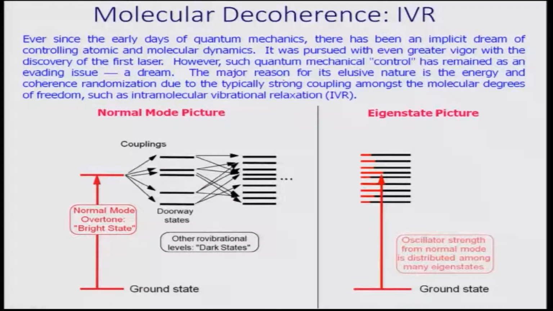However, such quantum mechanical control has remained elusive and evasive, and is often considered a dream. The major reason for its elusive nature is the energy and coherence randomization due to the typically strong coupling amongst the molecular degrees of freedom, such as intramolecular vibrational relaxation, or IVR. The equivalence of the two pictures provided here essentially means that the oscillator strength from a single excitation is distributed amongst many eigenstates.